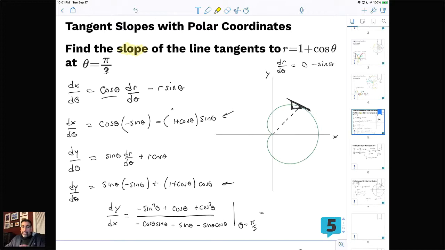Other times they ask for a dr over d theta, and just remember, if it's dr over d theta, what they're asking is whether your radius is increasing or decreasing. Are you moving closer to the origin or further away from the origin as theta moves?